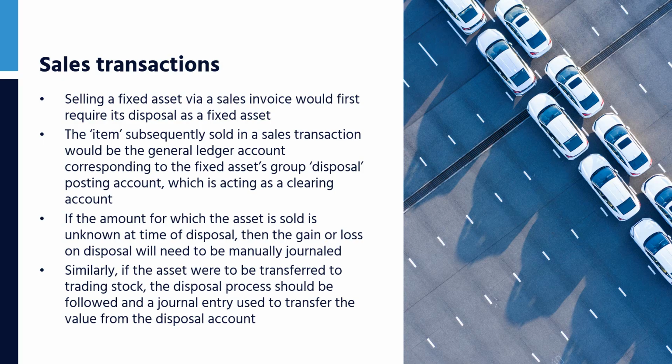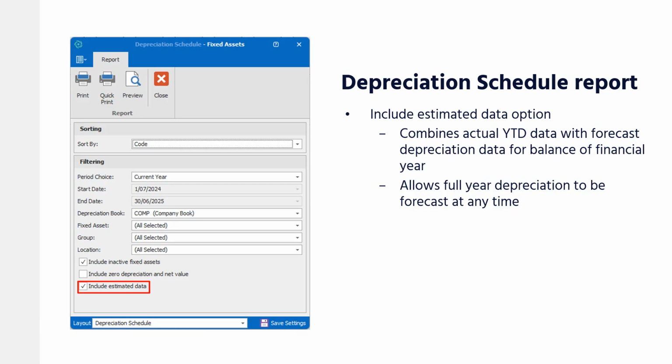You can also transfer the asset to stock. So if it's an item that is indistinguishable from your trading stock and you want it to go back into your trading stock, you can do that as well. So you do a transfer from elsewhere to create the item in inventory, and then use journals to transfer the value accordingly.